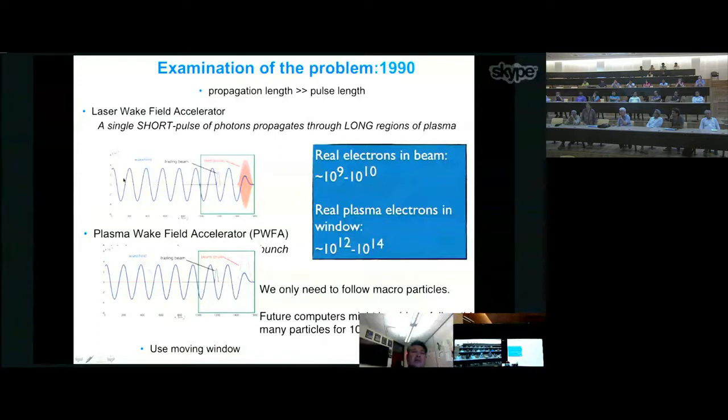So that meant, if I look at this picture, you have a laser or particle beam here moving from left to right. As it does, it generates this wake field, which has a group velocity of 0, so it's left behind the laser pulse or the particle beam.